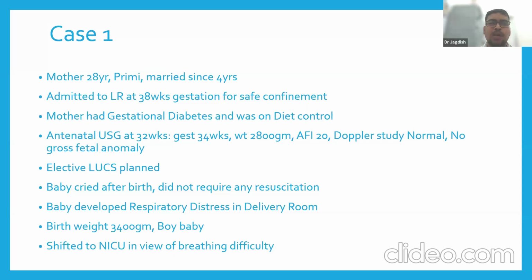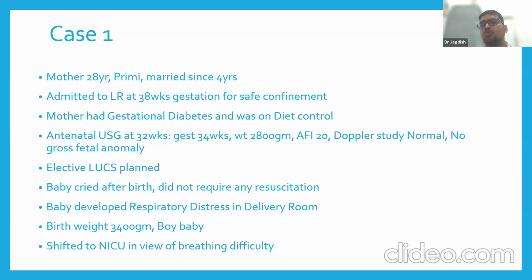So in the first case, we have a term baby. This mother is a 28-year-old primigravida, married since the last 4 years, admitted to the labor room at 38 weeks of gestation for safe confinement. Mother had gestational diabetes and was on diet control. She had an antenatal USG done at 32 weeks that showed a gestational age of 34 weeks with weight of 2800 grams. AFI was 20, Doppler study was normal, and there was no gross fetal anomaly.